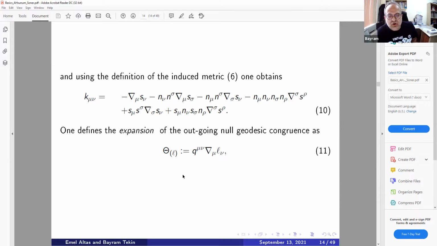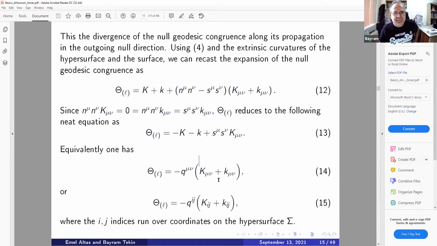The expansion of the outgoing null geodesic congruence is essentially the divergence of L mu with respect to mu, but projected onto S with this induced metric Q mu. So this is the expansion of the null geodesic. Physically, it means you send light rays. Do they expand or do they converge? Now, this is essentially the divergence of the null geodesic congruence along its propagation, okay?